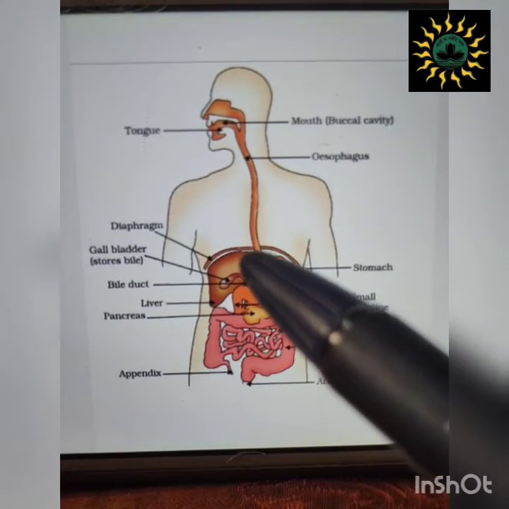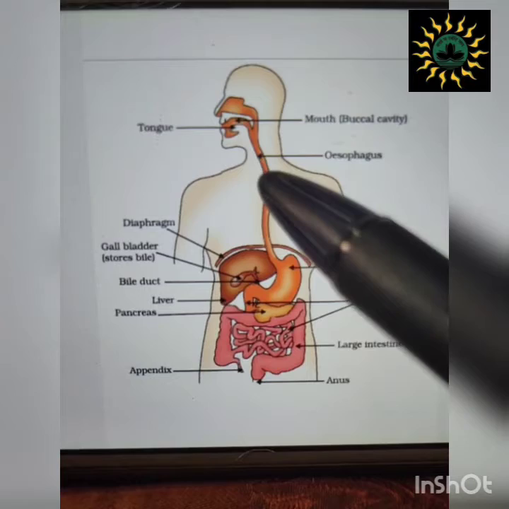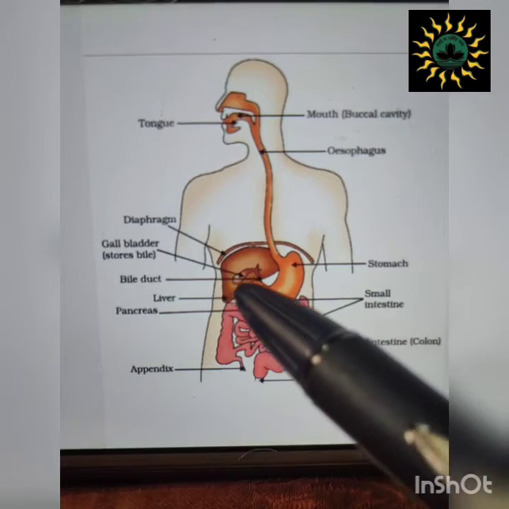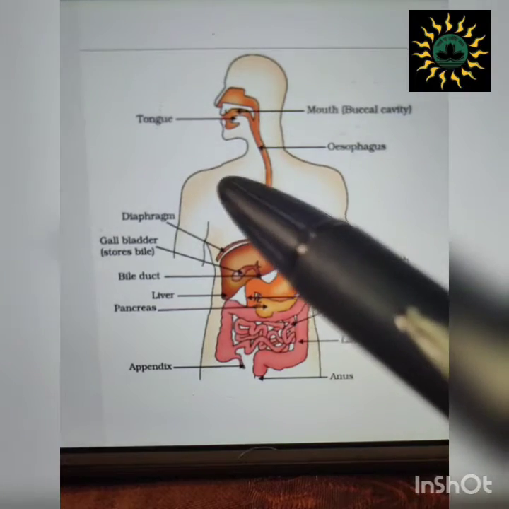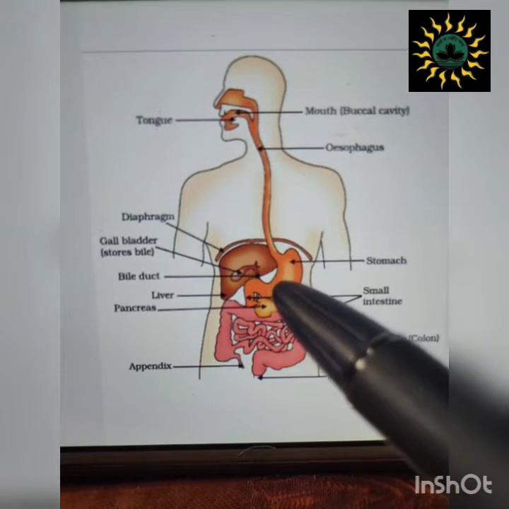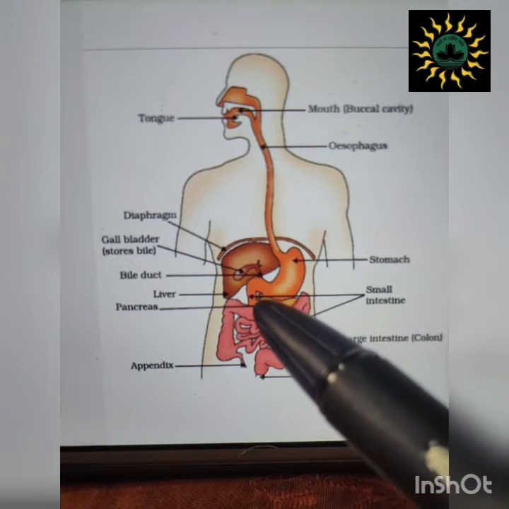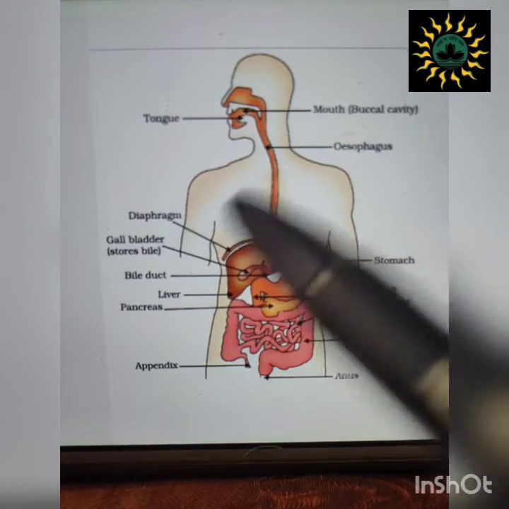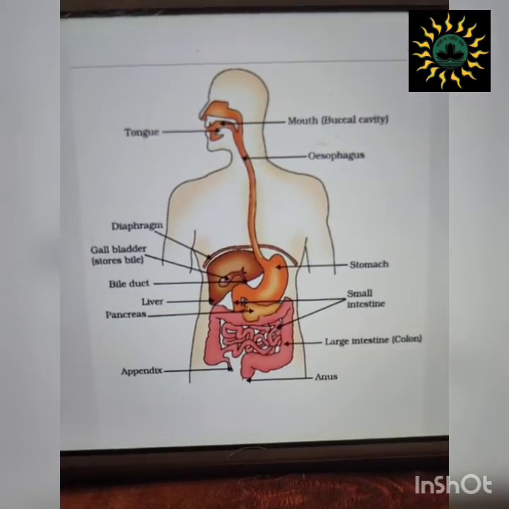Now, what are our digestive glands? The first digestive gland is present in the mouth. It's called the salivary gland. Next comes our second and the largest gland of the body, that is the liver. What is this? This is a diaphragm which separates the abdominal cavity and the chest cavity. Next, after the liver comes our third digestive gland, that is the pancreas. You can see the pancreas, this one. And this is how our digestive system looks, comprising digestive glands as well as the alimentary canal.